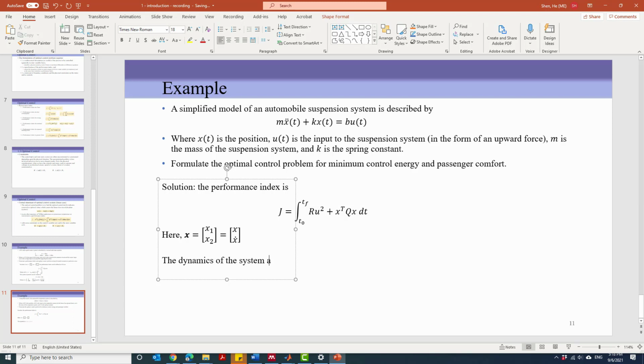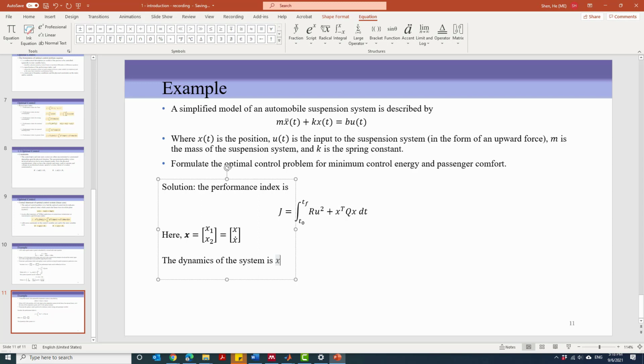The dynamics of the system can be written as follows. X dot is equal to A times X plus B times u, where X is a vector. The A matrix is, the first equation is about x1: x1 dot is equal to x2, so we have 0 and 1 here. The second equation is about x2 dot. x2 dot is equal to x double dot, which can be solved from this equation. X double dot is equal to negative k over m times x, negative k over m here, plus nothing about x dot, so we have 0 here.